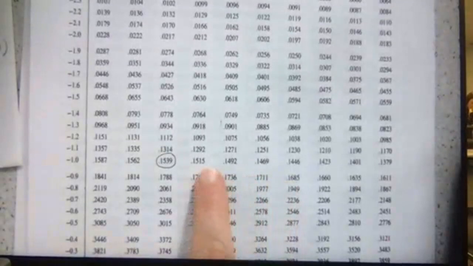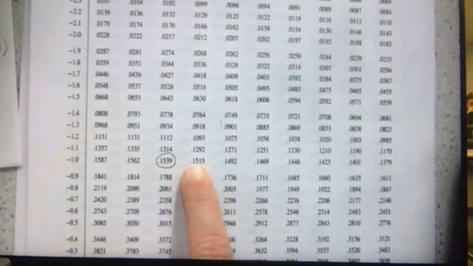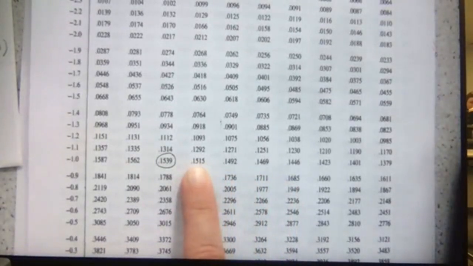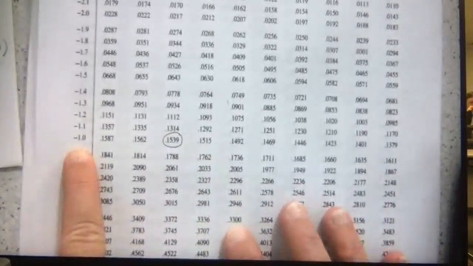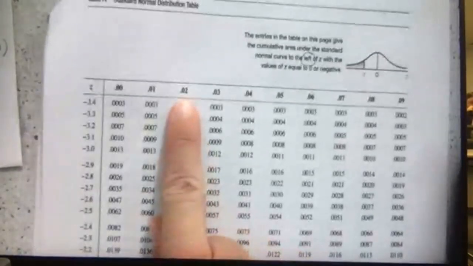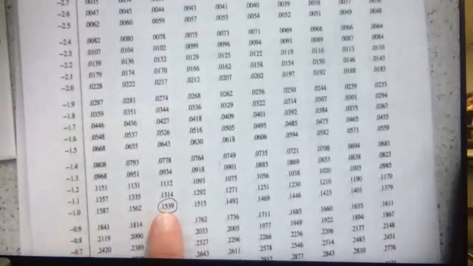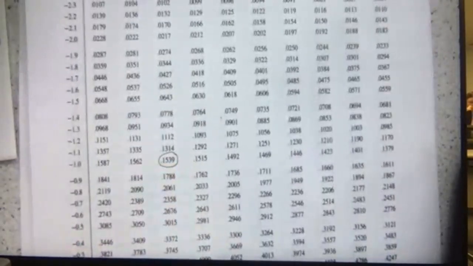So this answer tells us the area to the left of that z-value, and that's what we're looking for, so that's our answer, done. Again, one more time, it's negative 1.0, and then we're looking at our hundredths place here, which gave us the 2, and that's our answer, 0.1539.